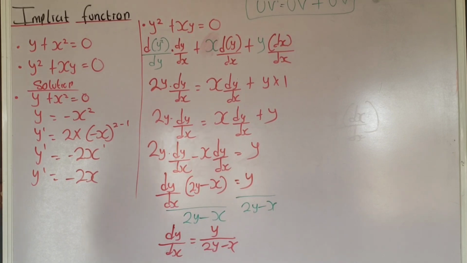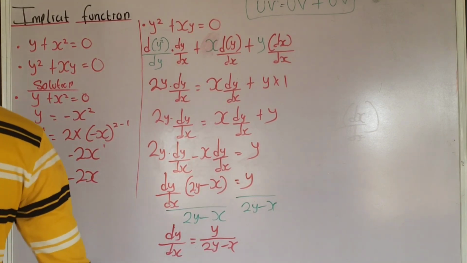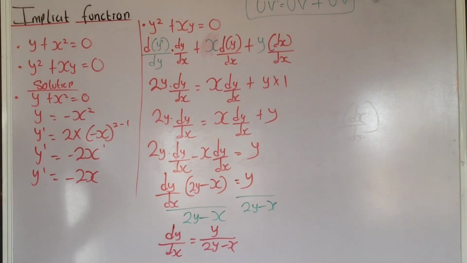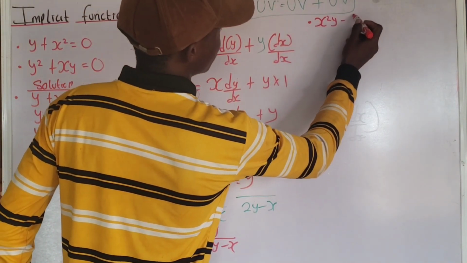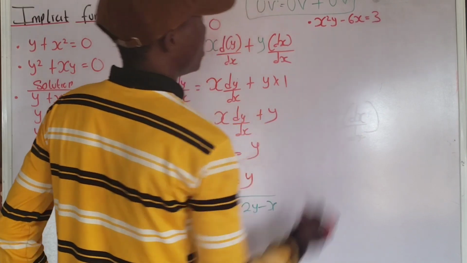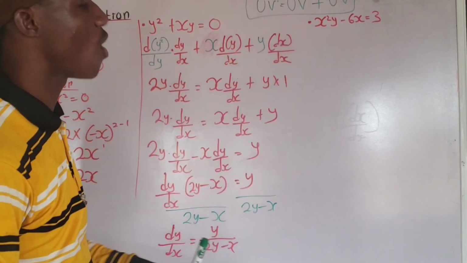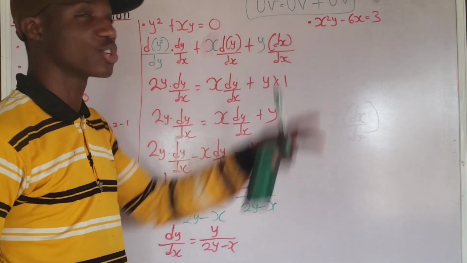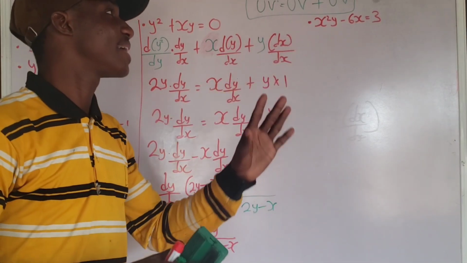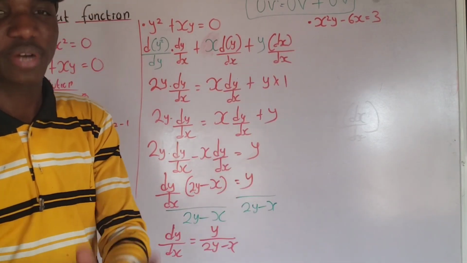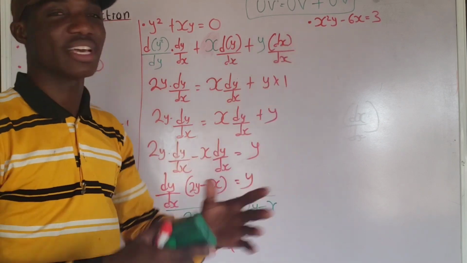Now, let's solve one more example. Find the derivative of x squared y minus 6x equals 3. This is a typical example of an implicit function, you understand? And the reason is because this function is indirectly expressed. The function is expressed indirectly.